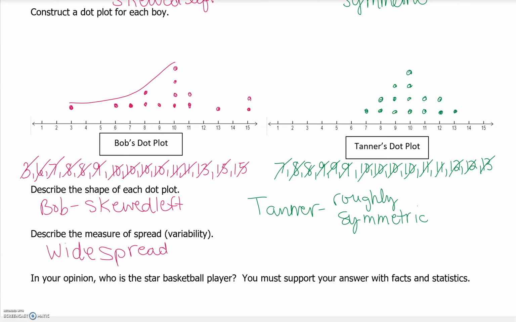Okay, describing the spread, the measure of spread or variability. We could say Bob has a more widespread dot plot. And for Tanner, everything is clustered closer together, so it's less spread for Tanner, which is less variability.